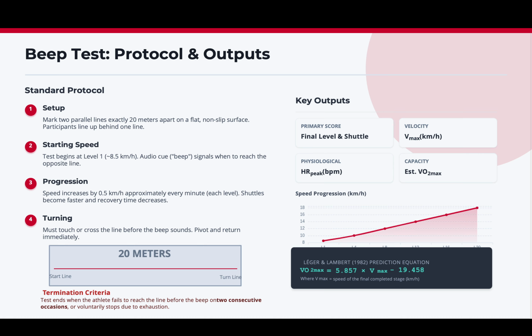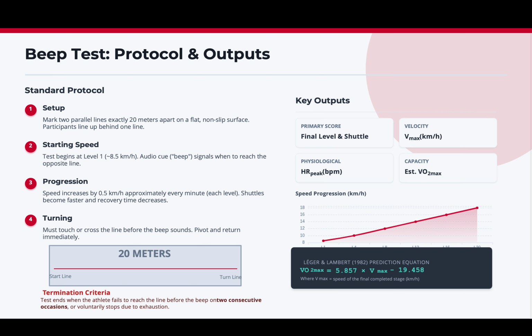So what are the key outputs? The primary score is the final level and shuttle. Velocity would be the velocity max, in kilometers per hour. Physiological is your peak heart rate, in beats per minute, and the capacity, the estimated VO2 max. Here you can see the speed progression in kilometers per hour. The termination criteria is when the athlete fails to reach the line before the beep on 2 consecutive occasions or voluntarily stops due to exhaustion.